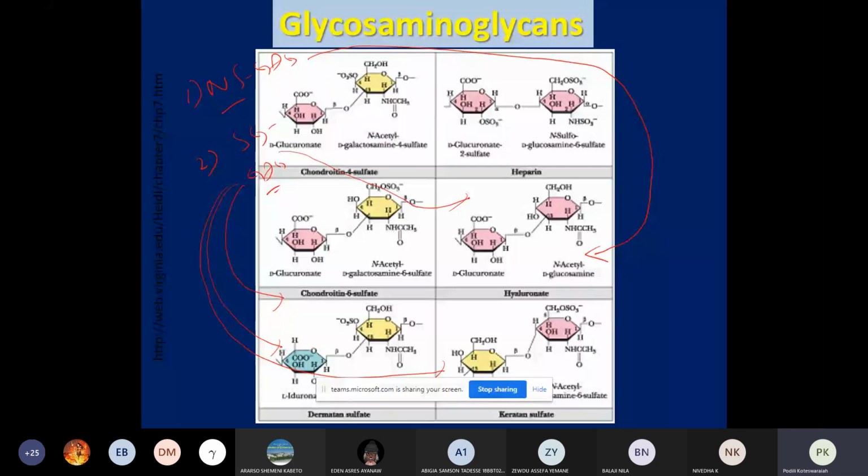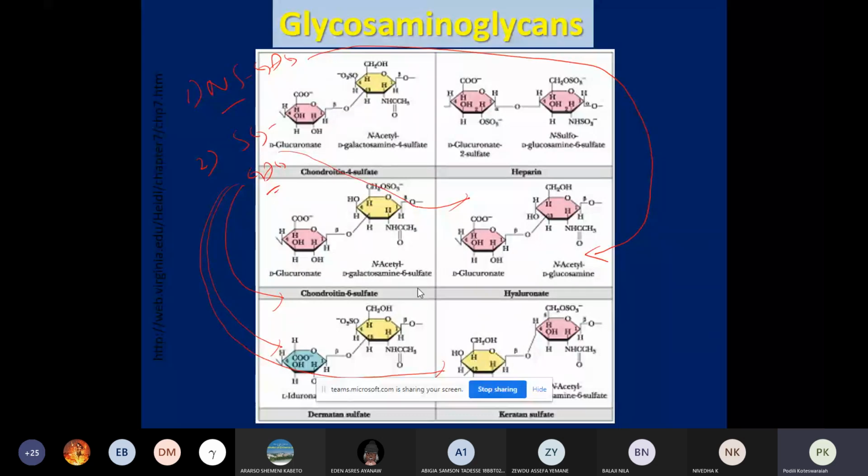So that means glycosaminoglycans are negatively charged polysaccharides, and they are classified into two types. One is non-sulfated GAGs, the second is sulfated GAGs. Under non-sulfated GAGs, hyaluronic acid is the non-sulfated GAG, whereas under sulfated GAGs we have chondroitin sulfate, dermatan sulfate, keratan sulfate, and heparan sulfate, or heparin. All these are the sulfated ones.